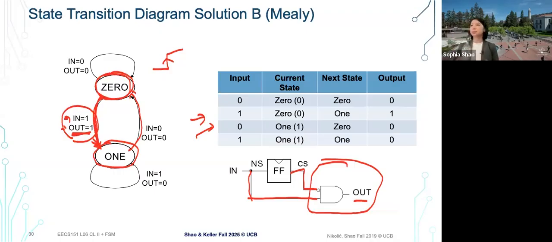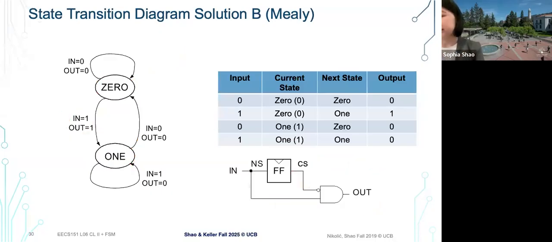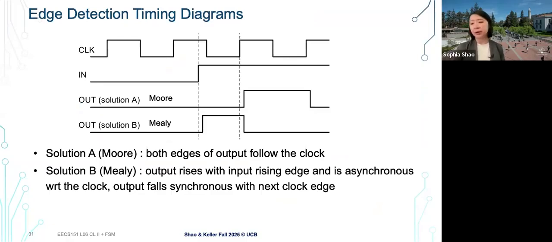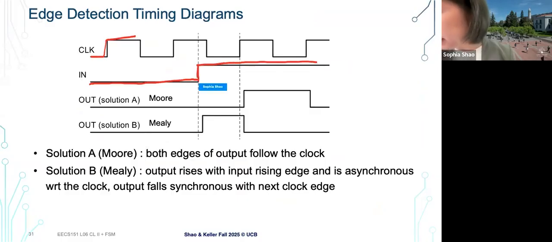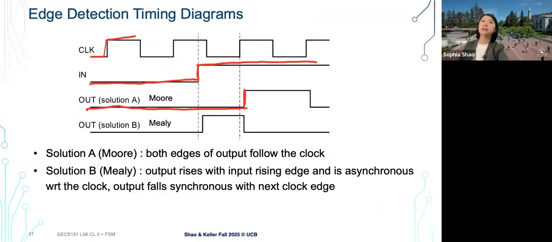Is there any difference between those two implementations? You have to wait a cycle. Yeah, for the Moore machine, you have to wait a cycle, right? Because you only do the state transition when the clock hits, right? So if we look at the timing diagram, we have our clock and our input change, right? For the Moore machine, the only time we trigger a transition is when the state element changes, and that is also triggered by the clock.